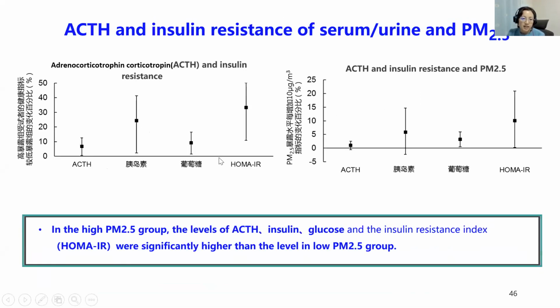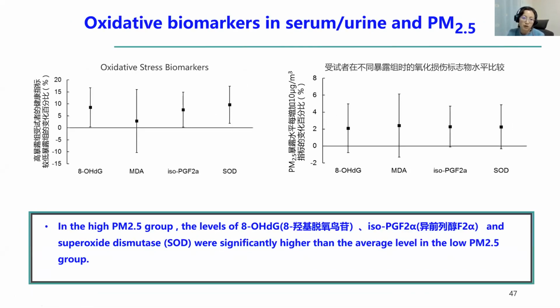And also we did test for the insulin resistance in the serum samples. So we can see that still there is a high increase of the insulin resistance and the glucose levels as well in the high exposure level group compared to the low exposure. And this is about the oxidative biomarkers in the urine samples. So you can see that generally there is increased oxidative stress biomarkers in the groups with higher exposure of PM2.5. And this is their quantitative evaluation.